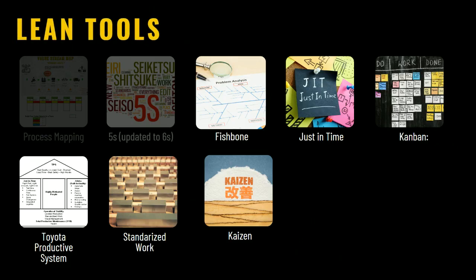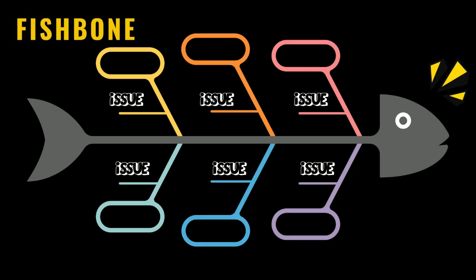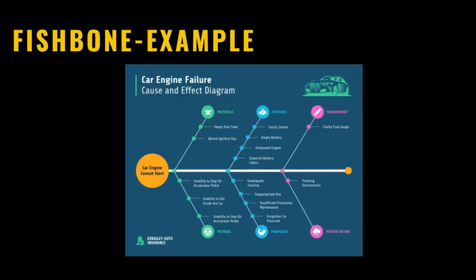Now, the next tool that we talk about is the fishbone diagram. In the fishbone diagram, here's the thing. We talked about this in the last several videos, but we see the issues, and then we have the effect. An example of this is a car engine failure. So you have cause and effect. The overall effect is the engine won't start, and this is from an automotive standpoint.